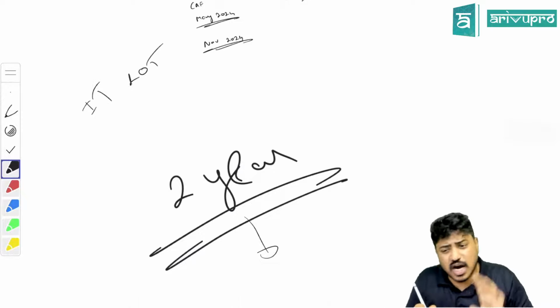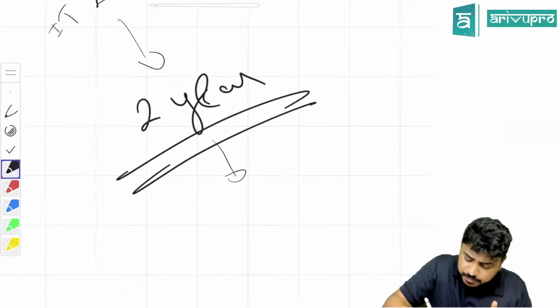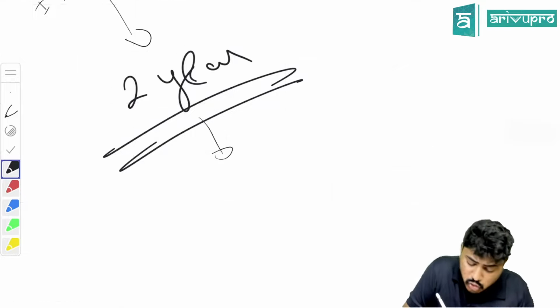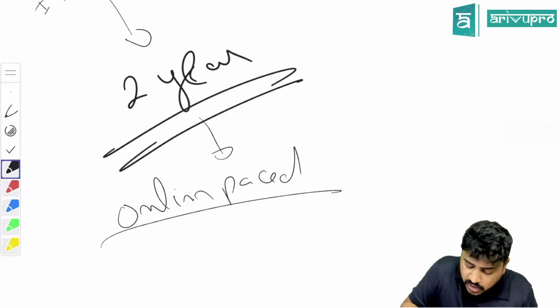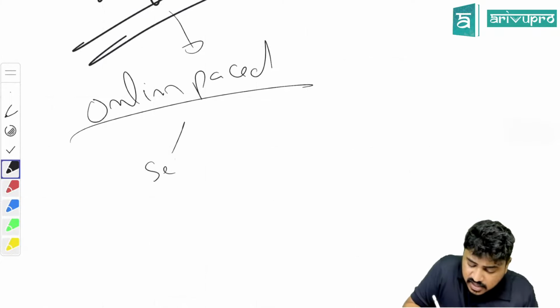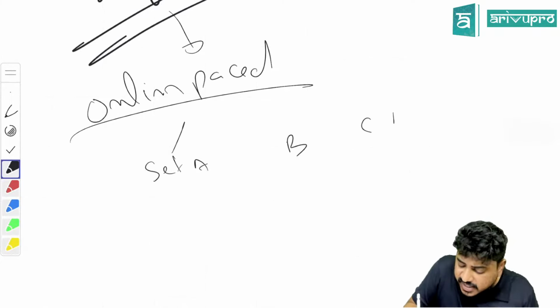Now, once I clear CA Inter, there's IT training, OT training is there still. Then you start your articleship, 2 years of articleship. During your articleship, you have to do an online based course. So that is there. There are sets A, B, C, D.